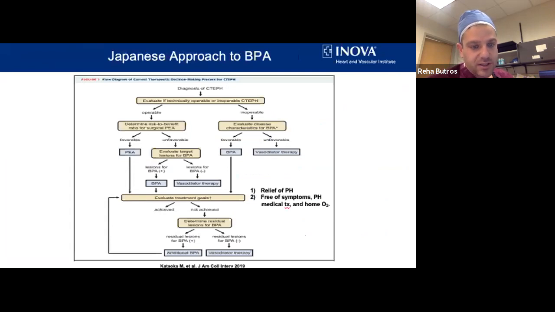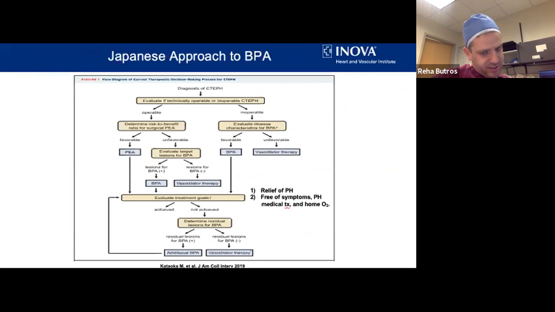And Japan in the world has the most amount of published data on BPA, and they have several centers that do these in high volume. And they follow a similar treatment algorithm. And we follow this algorithm as well. But in practice, they tend to perform BPA a little more than endarterectomy. In the US, we perform endarterectomy a little more compared to BPA.